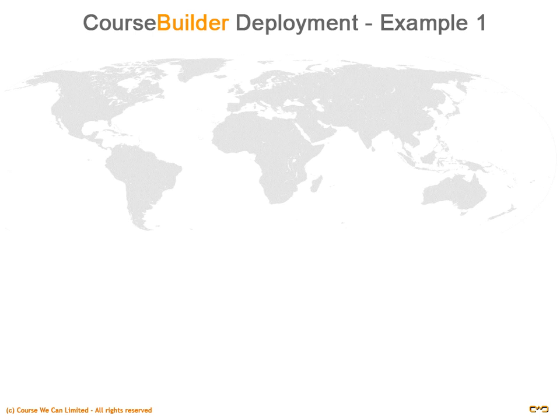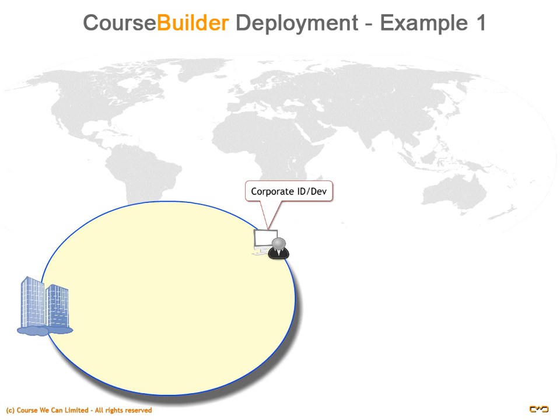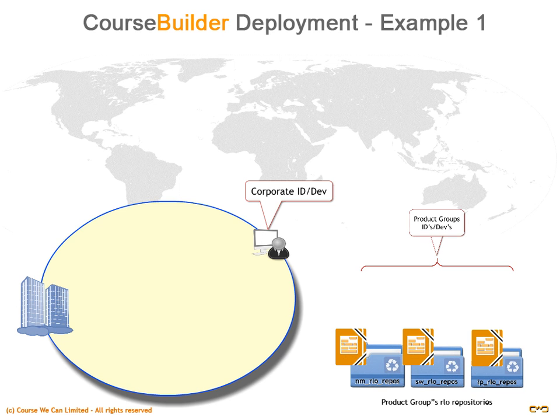CourseBuilder deployment, example 1. Before we end, I would like to show you some examples of how CourseBuilder could be deployed. In this deployment example, we have the minimum recommended use of CourseBuilder Learning Content Manager. We have a central or corporate instructional development team, each having a CourseBuilder license, and 3 product groups with developers having a license too. This will enable them to all have access to any course catalogues that have been created at the product group or corporate level.